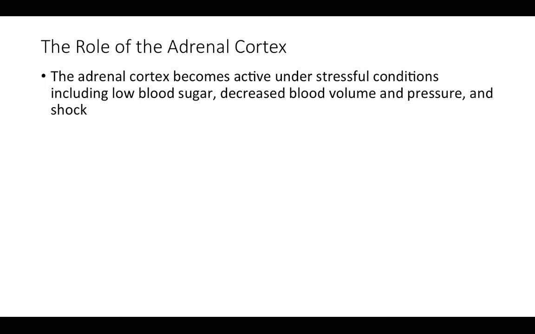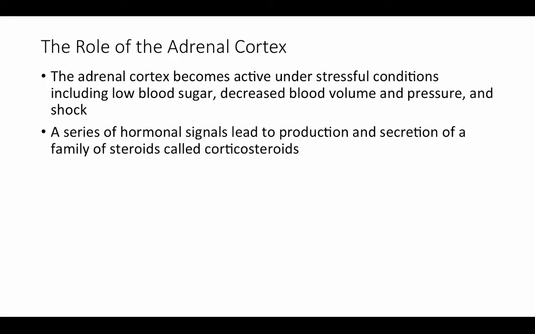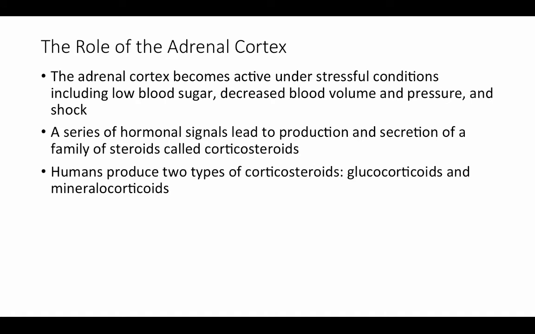So the adrenal cortex is also going to respond to stress, but not so much the imminent danger kind of stress. These are going to be generally stressful conditions related to deviations from homeostasis, so including low blood sugar, decreased blood volume and pressure, and shock, things like that, that are basically not immediately life-threatening but need to be brought back into balance. So a series of hormonal signals lead to the production and secretion of a family of steroids called corticosteroids. And humans produce two different types of corticosteroids, glucocorticoids and mineralocorticoids.